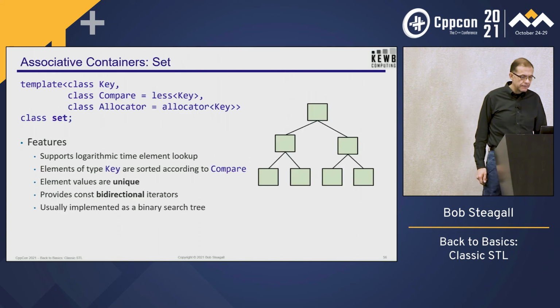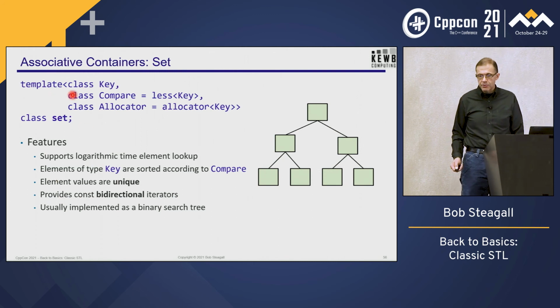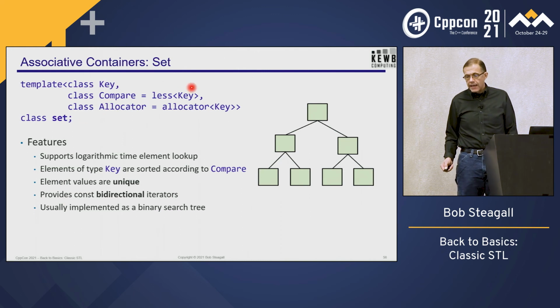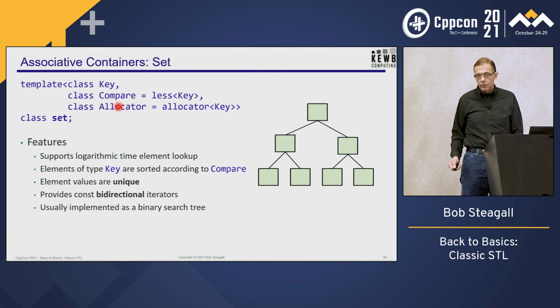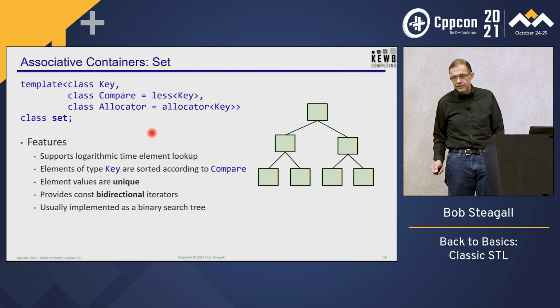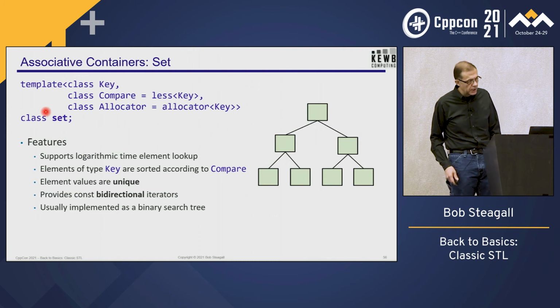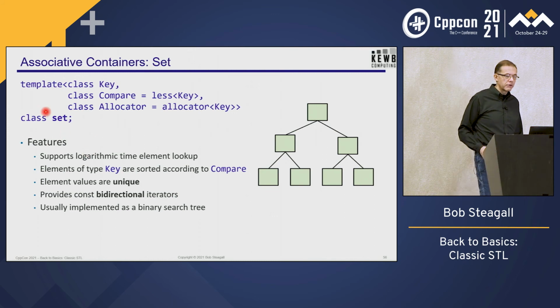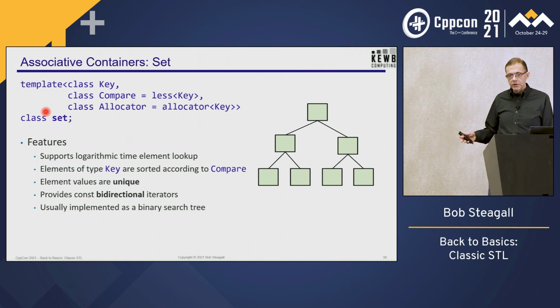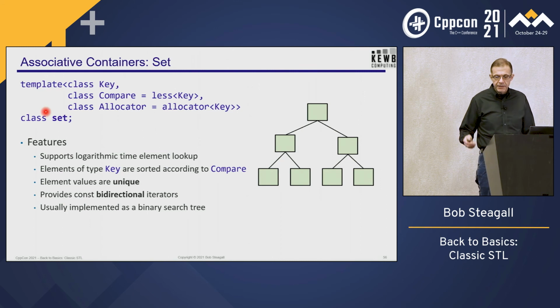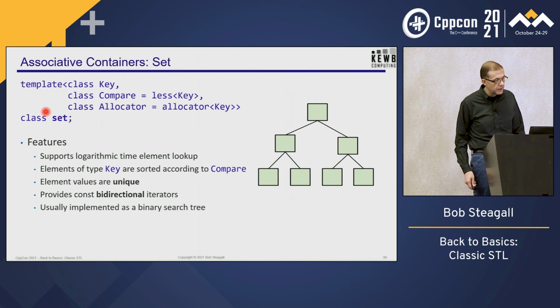We have set, and here it's an associative container, so it's parameterized in terms of a key, which is the value type that it's storing, a comparator type, which is used to do the ordering of the elements in the tree, and of course it's a dynamic container, so it also has an allocator as a template parameter. It allows you to find things in logarithmic time, and the elements, as I said, are sorted according to the relationship that's provided by the compare template argument.